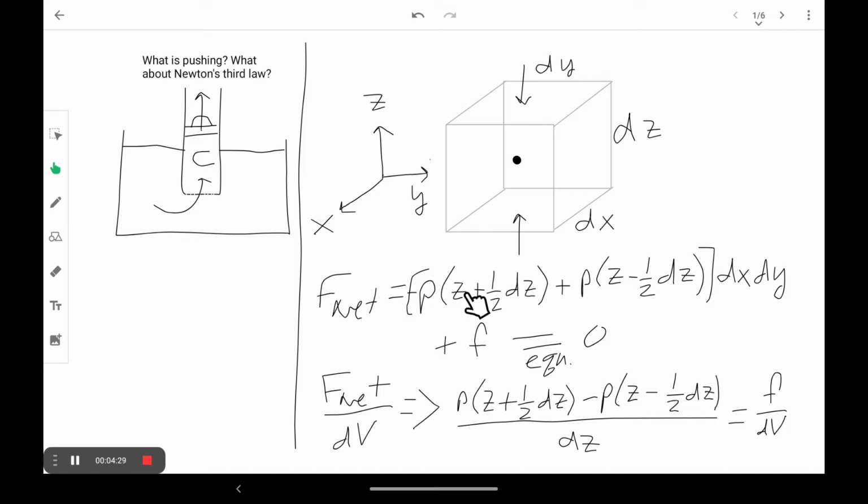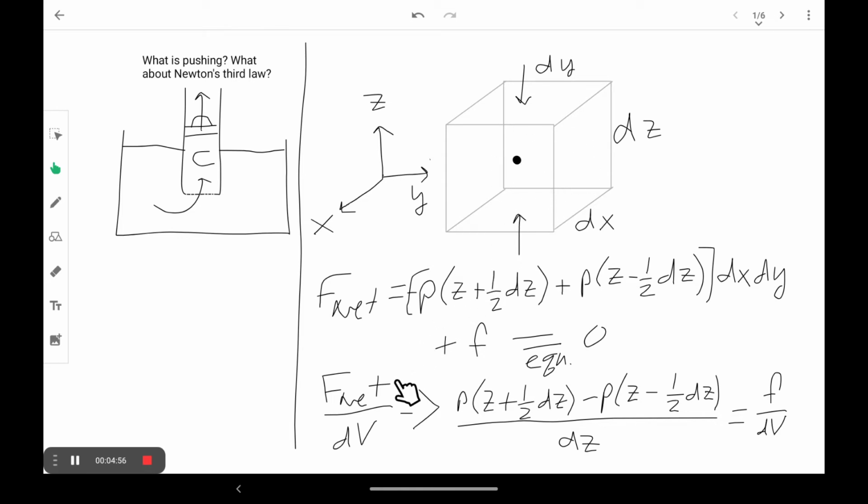So the net force would be the force due to the pressure difference plus any other forces. Now in equilibrium, if it's not accelerating anywhere, particularly if it's not moving, then those should equal 0. So instead of talking about the net force, let's talk about the force density. That would be the net force applied to this cube divided by the volume of this cube.